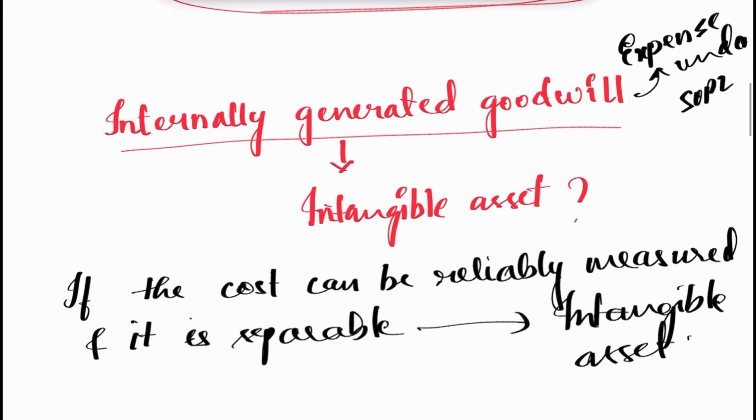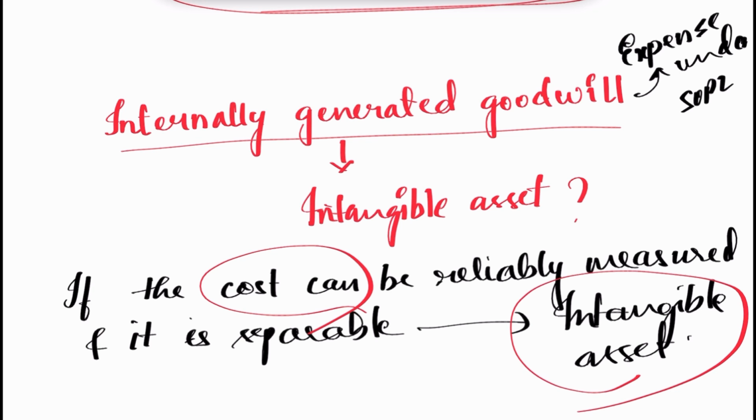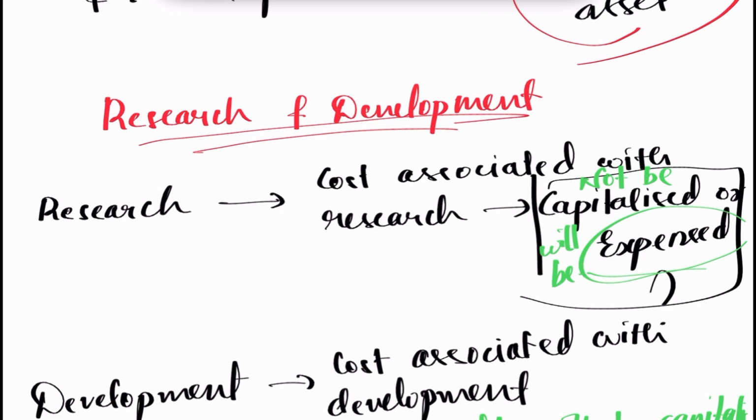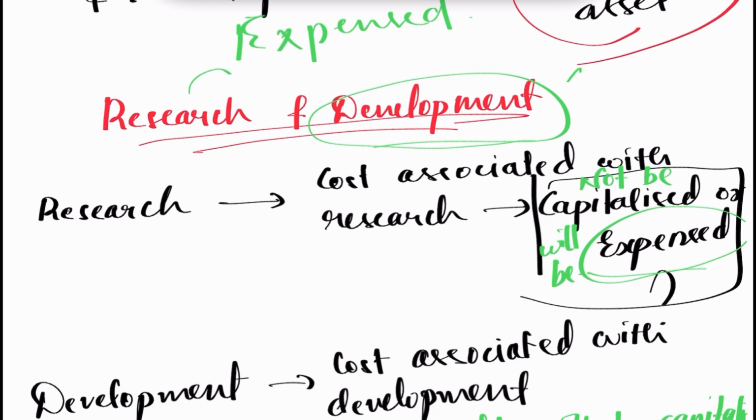Then next is internally generated goodwill. It is an asset which cannot be seen, touched and felt. But if the cost can be reliably measured and it is separable, then it can be recognized as an intangible asset. Otherwise, it will be recognized as an expense under the statement of profit and loss. The next is research and development. The cost associated with research will be expensed under SOPL, and the cost associated with development will be capitalized if they meet the criteria.